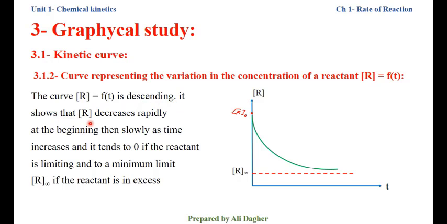It shows that the concentration of reactant decreases rapidly at the beginning, then slowly as time increases, and tends to 0. It reaches 0 if the reactant is limiting, and tends to a minimum limit, which is the concentration of reactant left at the end of the reaction, if the reactant is in excess.